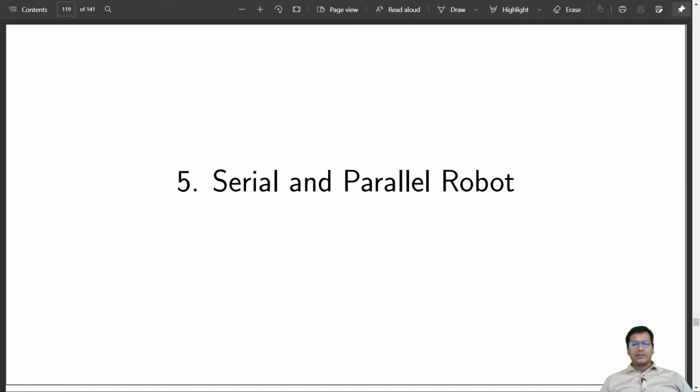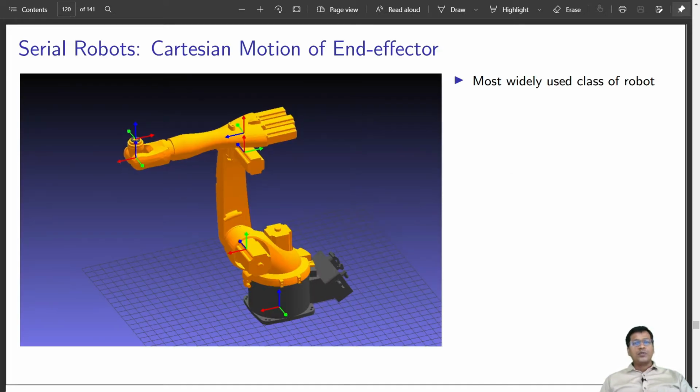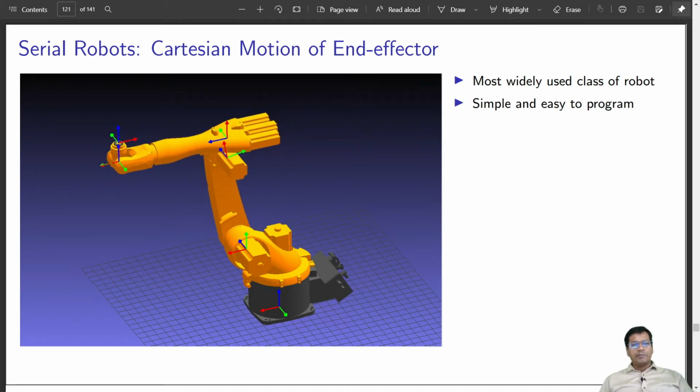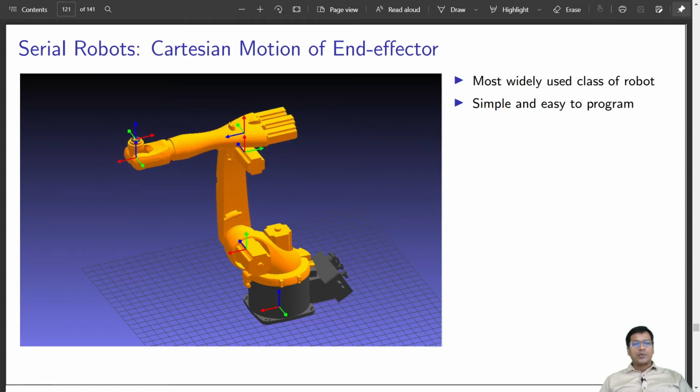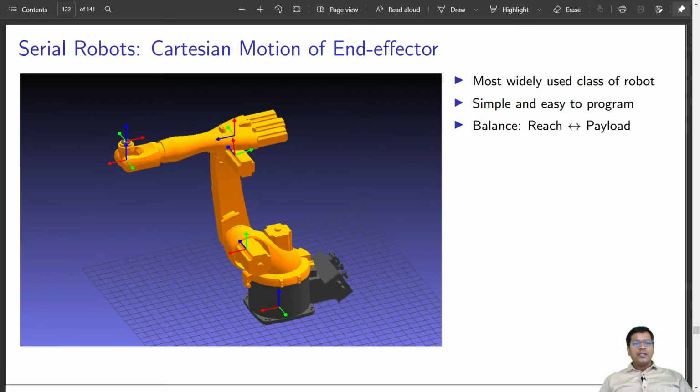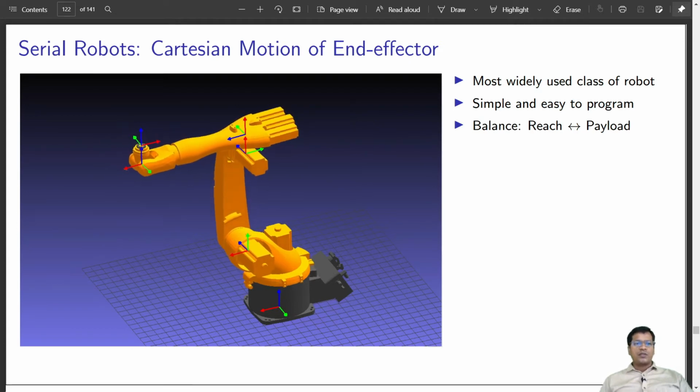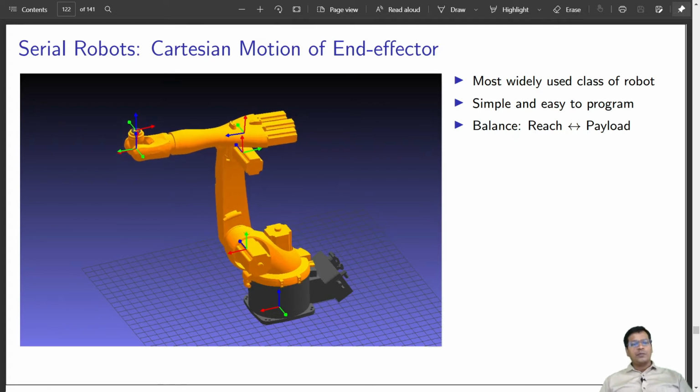So let us start. Serial robots are the most widely used class of robots in the industry today. They are simple, easy to use, easy to understand, and easy to program. They have a very good balance between their reach, which is commonly used in the industry, and their payload capacity. They offer a wide range of payloads, ranging from very small ones that are commonly used in the electronics industry to huge ones that are used in automobile industries.